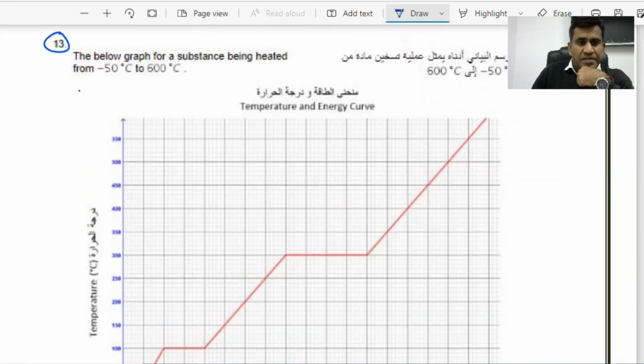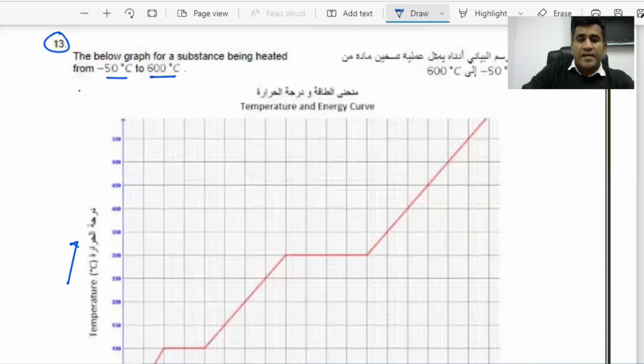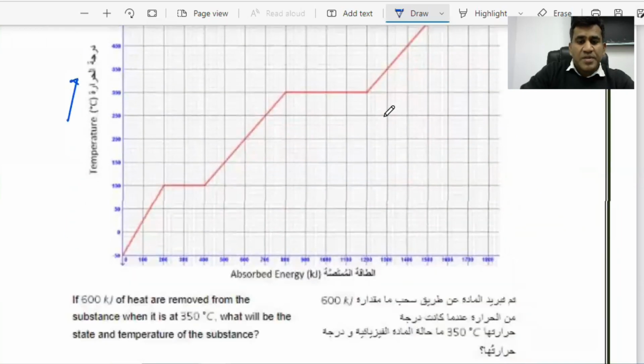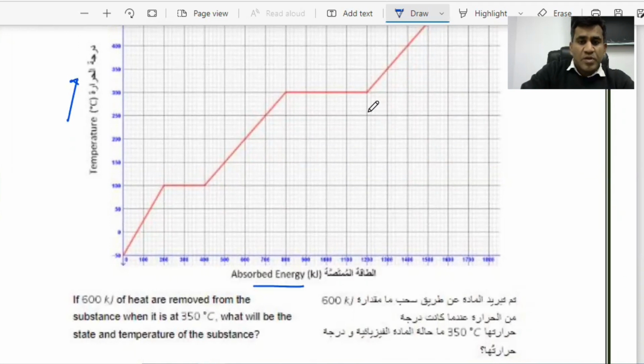Question number 13: the below graph is for a substance being heated from minus 50 degrees Celsius to 600 degrees Celsius. The graph has been shown for a certain substance which is heated over a temperature range of minus 50 degrees Celsius to plus 600 degrees Celsius. Here the y-axis of the graph represents the temperature in degrees Celsius, and the x-axis represents the absorbed energy in kilojoules. And this is how the graph has been shown.